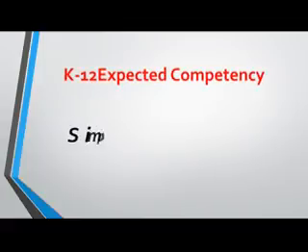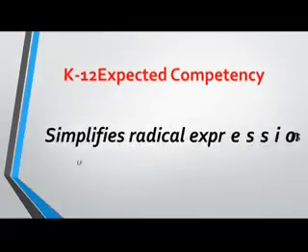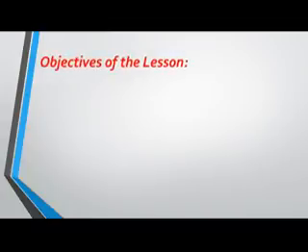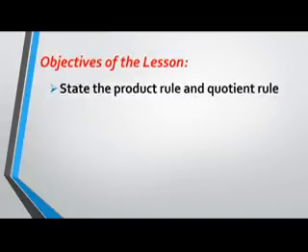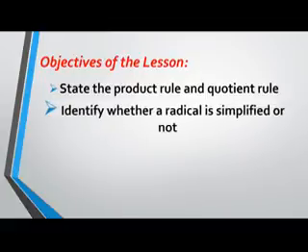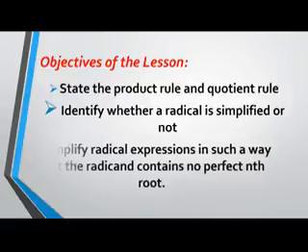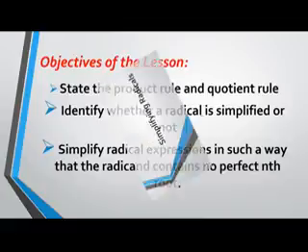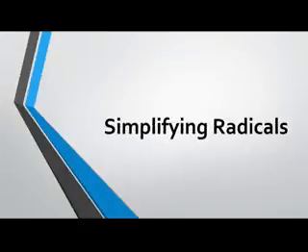Good day, everyone. For today's lesson, our expected competency is to simplify radical expressions using the laws of radicals. The objectives of this lesson are the following. First, state the product rule and quotient rule. Second, identify whether a radical is simplified or not. Third, simplify radical expressions in such a way that the radicand contains no perfect nth root. So our topic for today is about simplifying radicals.